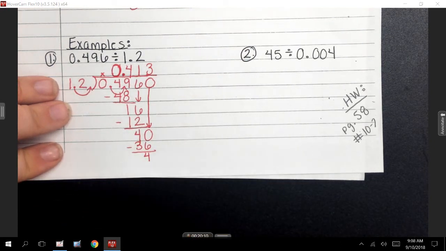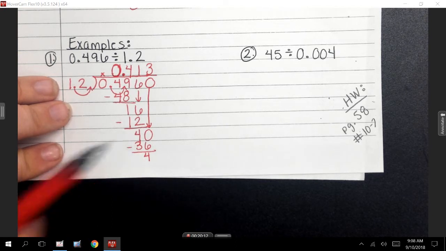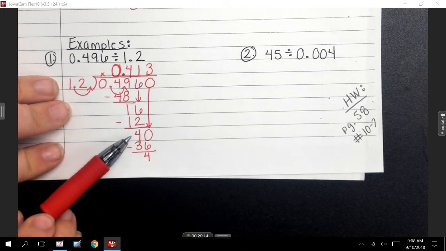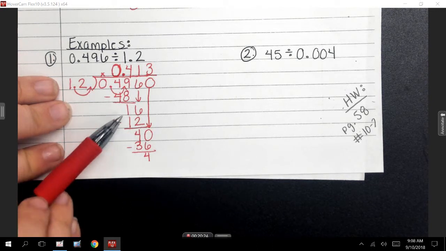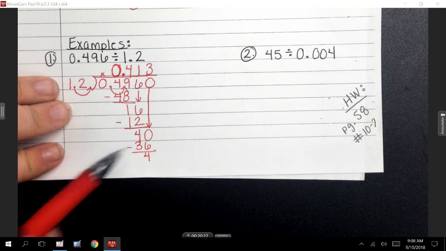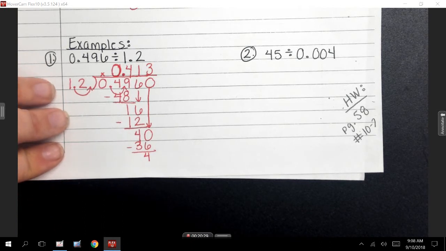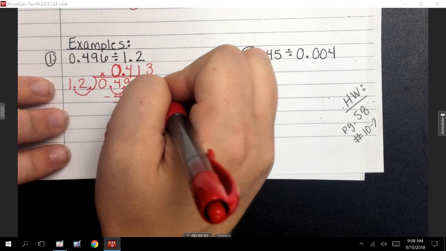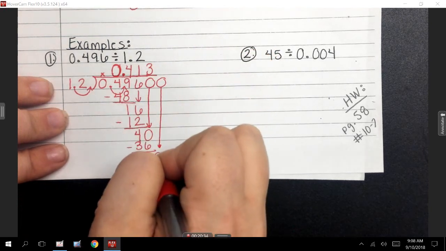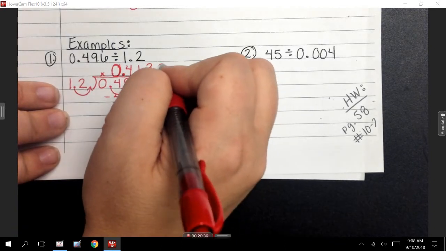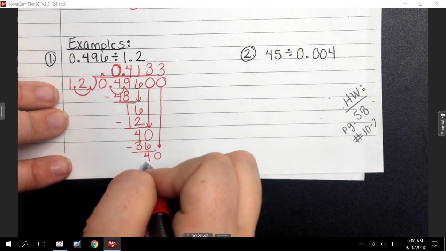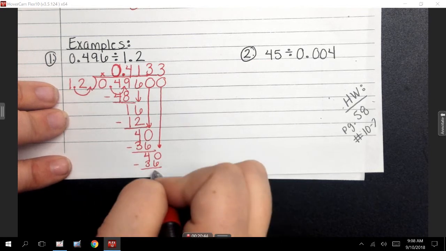All right? Now, guys, I want you to look. The 4 that I got before came from 16 minus 12, right? This 4 came from 40 minus 36. So has the problem actually repeated yet? No, that was 16 minus 12. This is 40 minus 36. We actually need to keep going here, okay? I want us to add another 0 and bring it down. So now we're starting to see that problem repeat. How many times will 12 go into 40? 3 times. 3 times 12 is 36. And when I subtract, I get 4.